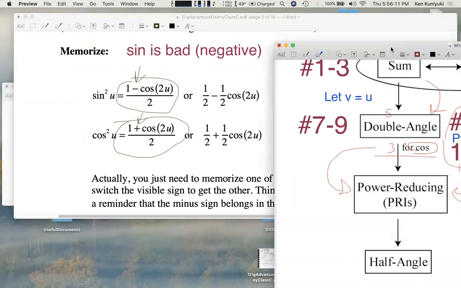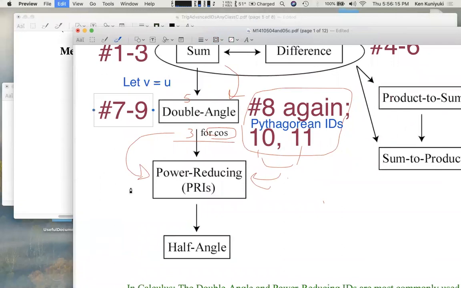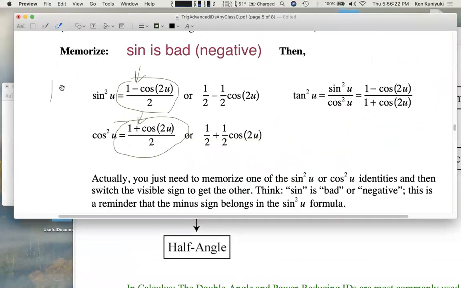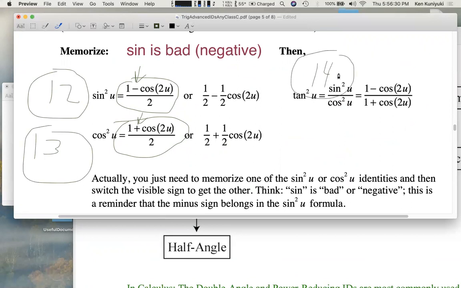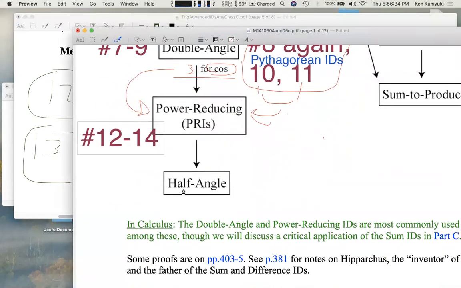Okay, next up. So we have now numbers 12, 13, and 14, right? Numbers 12, 13, and 14. This is number 12 for sine squared of u, 13 for cosine squared of u, 14 for tangent squared of u, if you want to keep track. So now from these, we're going to get 5 half angle identities, and that's next time.